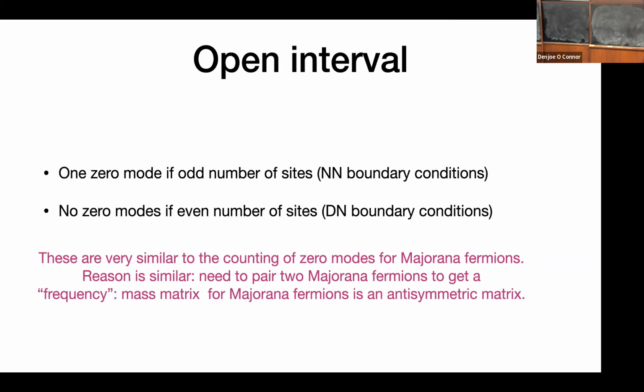The reason is that when you pair Majorana modes to get a frequency or to make a mass matrix, the mass matrix of the Majorana fermions is also an antisymmetric matrix. So when you try to pair and cap the system, you have to do it in pairs. And then, because it's an antisymmetric matrix, there's always a zero mode left out if you have an odd number of lattice sites. And it's the same argument over here. They both depend on whether a matrix is symmetric or antisymmetric.